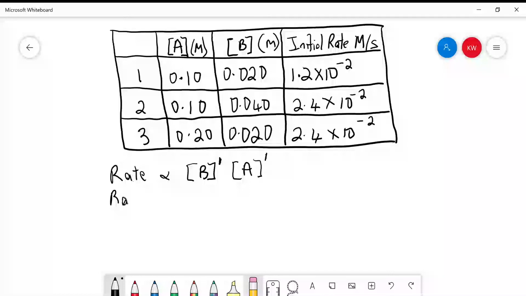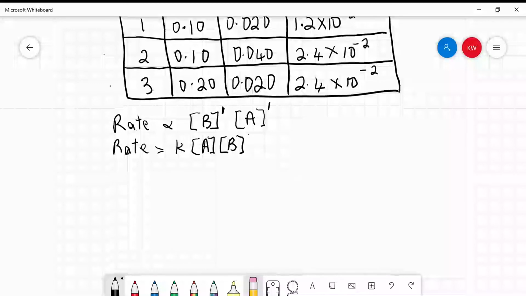So rate would be equal to k, the constant, times A to the 1, but we don't normally put the 1, we just leave it. We'll assume if there's nothing there, there is a 1, and B to the 1. Now, sometimes a question will ask you, what is the value of k? So you could choose any of the experimental data. Let's say we choose experiment 3.